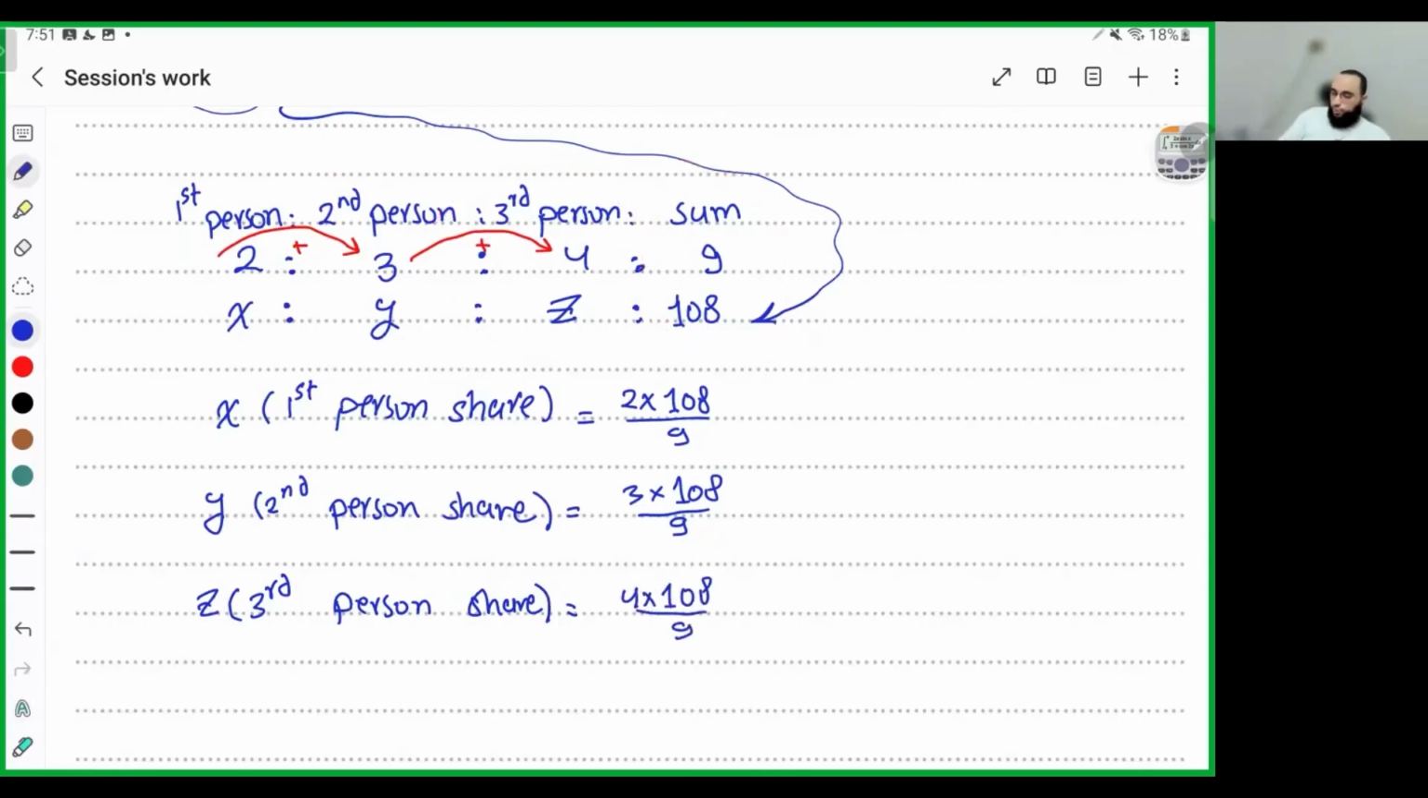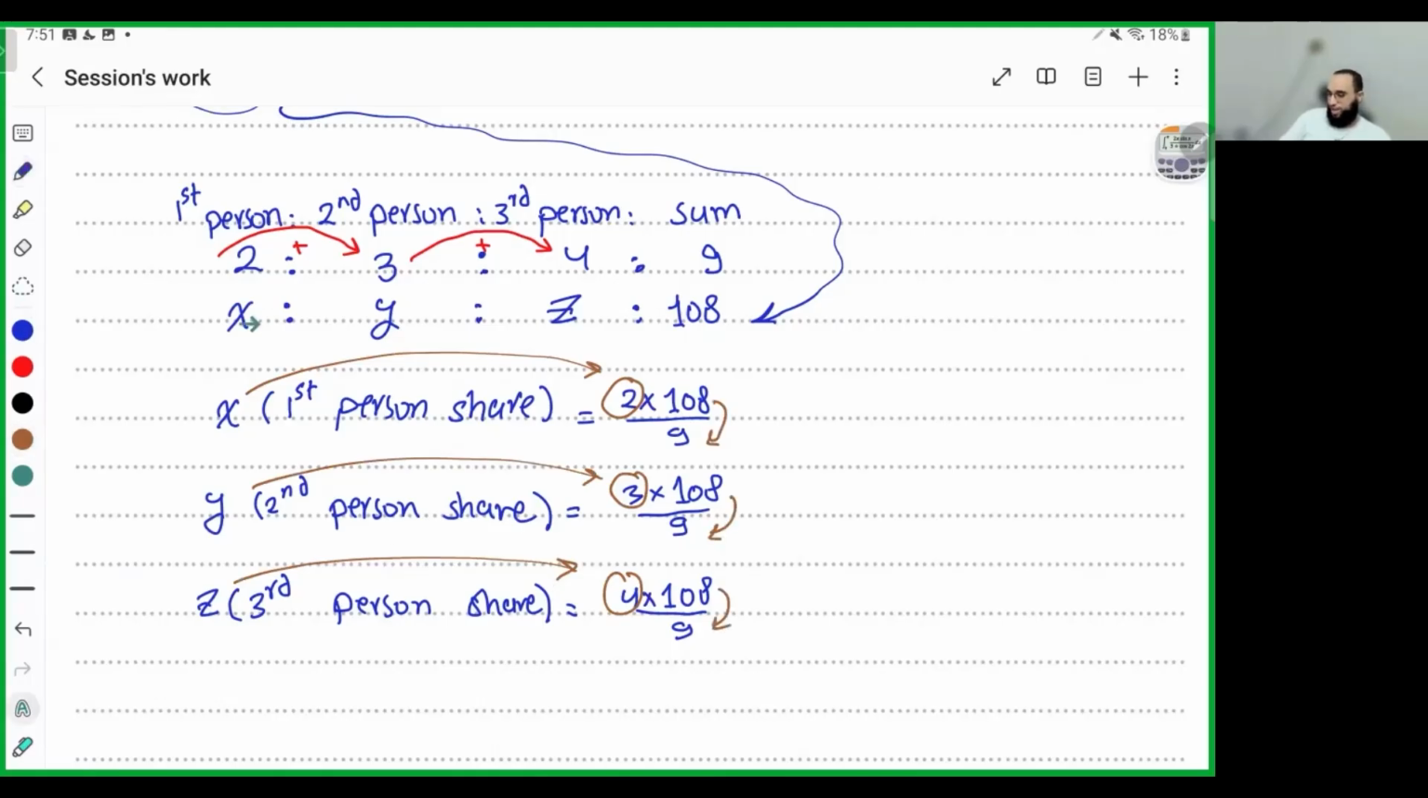Again, if we want to get the x, it's 2 times 108 over 9. Y, 3 times 108 over 9. Z, 4 times 108 over 9. So we are changing only this value. Right now it's 2, then 3, then 4, because this is x, this is y, this is z. 108 over 9, the same 108 over 9, the same 108 over 9.